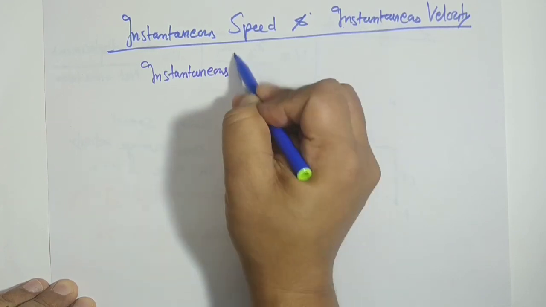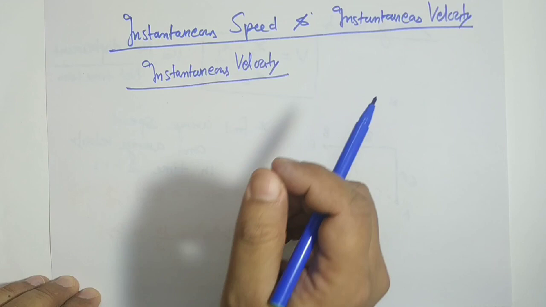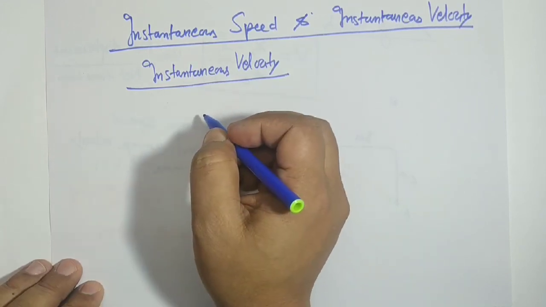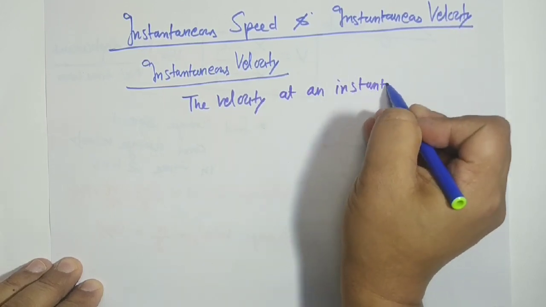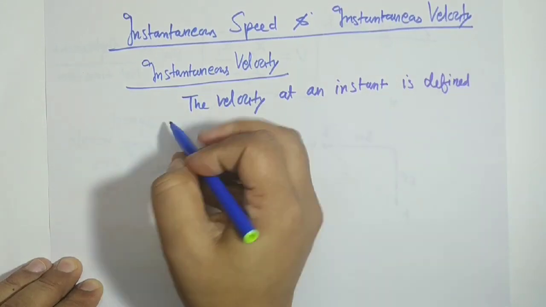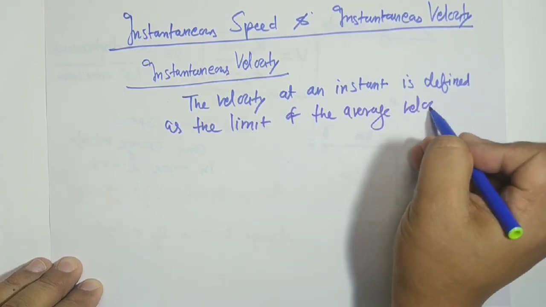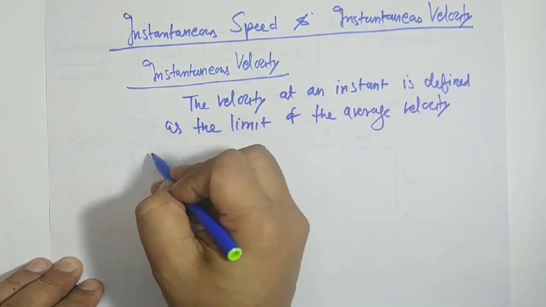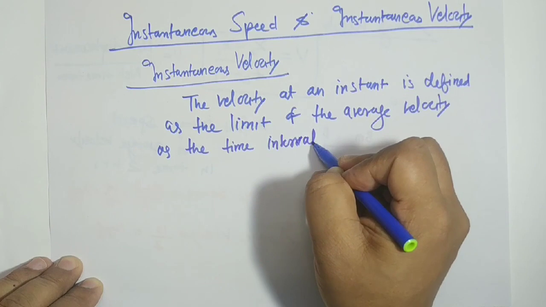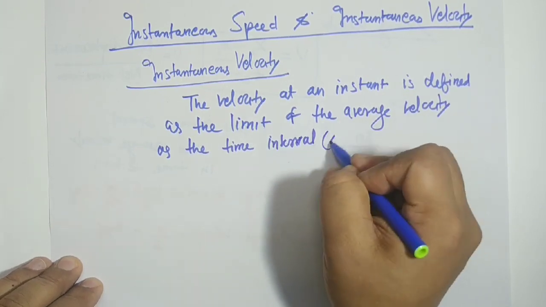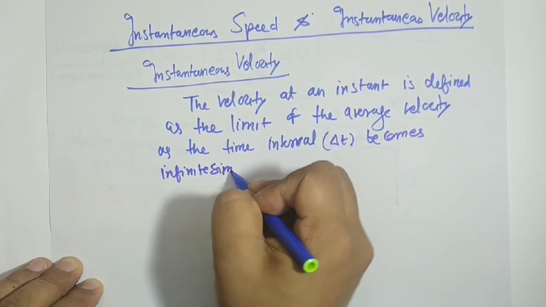Instantaneous velocity, we know that average is taken for total displacement upon total time taken. But sometimes the time interval is for an instant. So what will happen? Now that average will become what? Instantaneous. So we can write the velocity at an instant is defined as the limit of the average velocity. We define it like this: average velocity as the time interval is very small. Are you getting it? Time interval, what is small, that is delta t, becomes what? Very small, infinitesimally small.